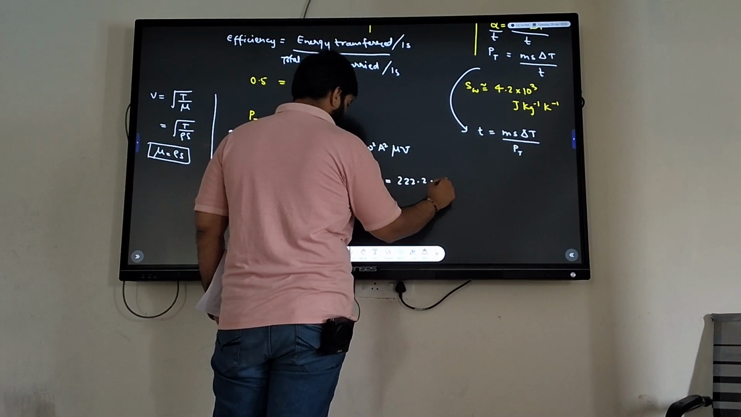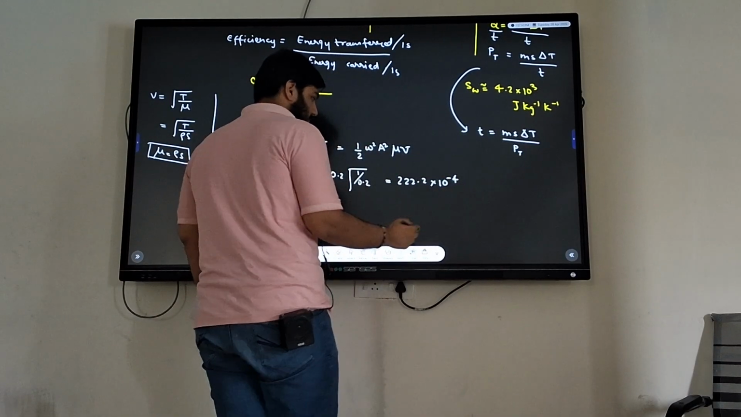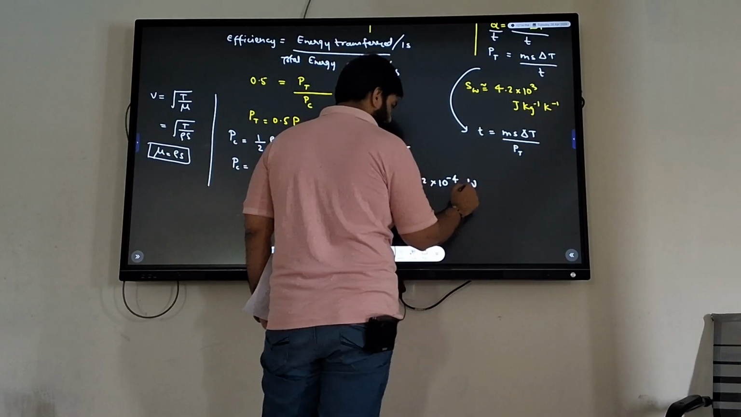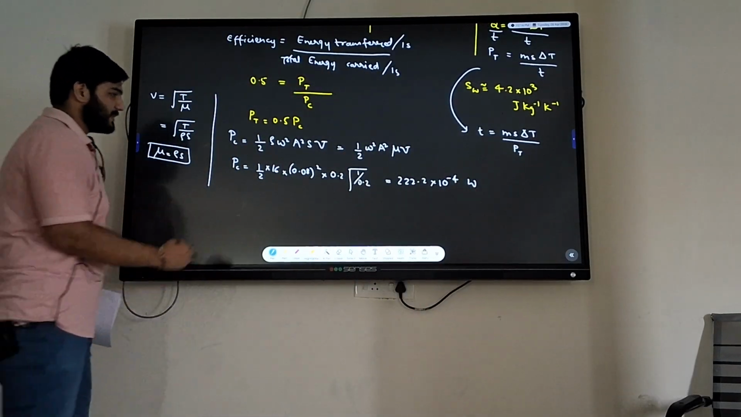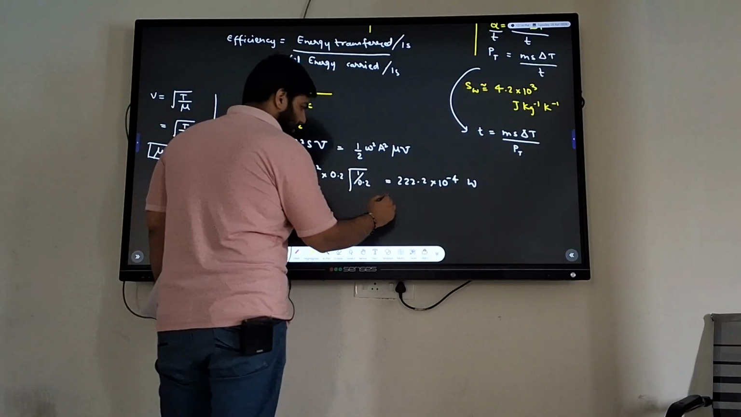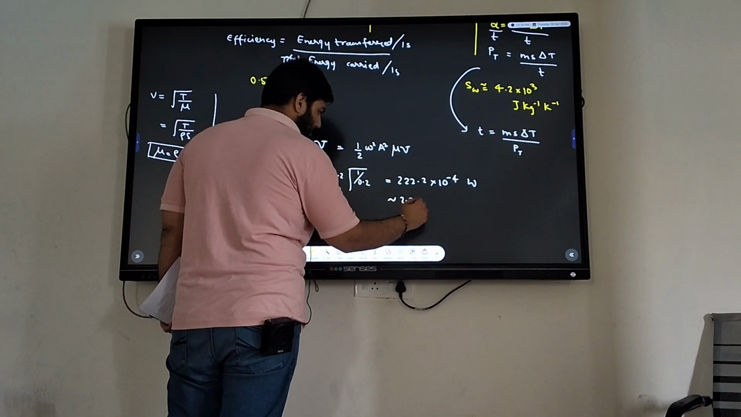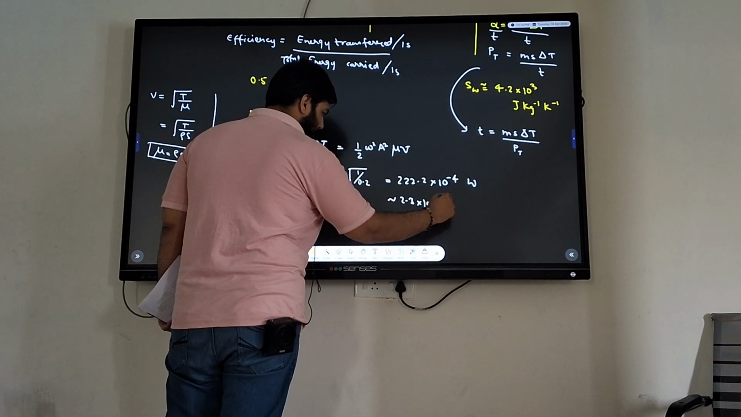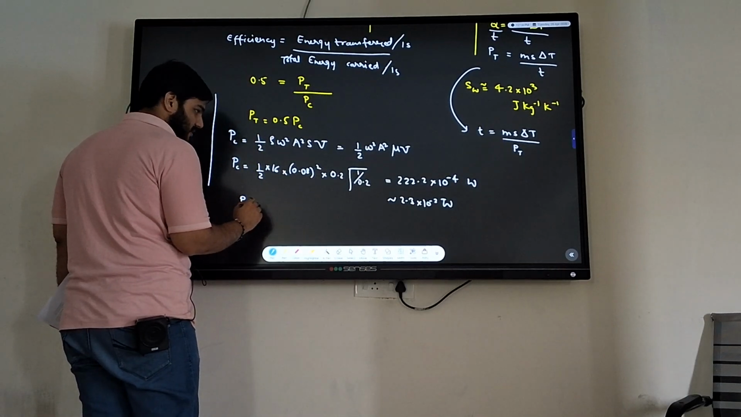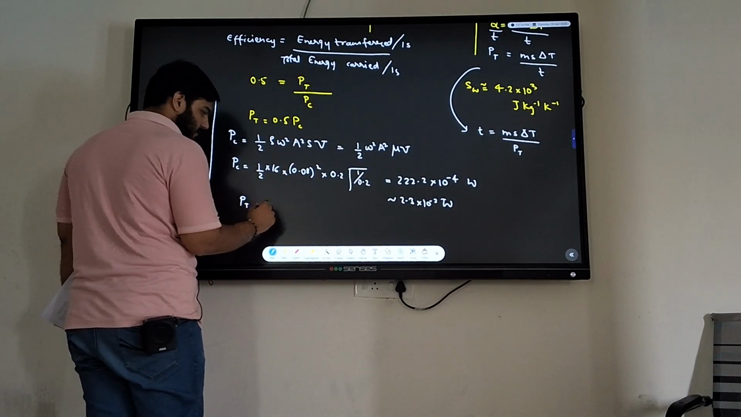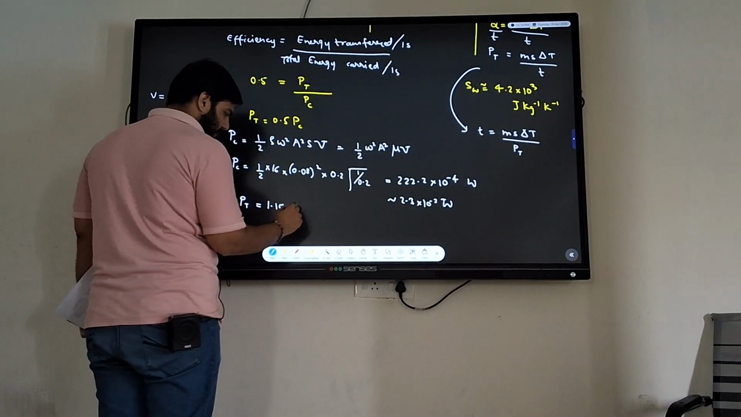0.2 into 10 to the power minus 4 watts. And then what will be PE? So I can equally write it something like 2.3 into 10 to the power minus 2 watts. And then what will be PD? It's a half of that, no? 1.15 into 10 to the power minus 3 watts.